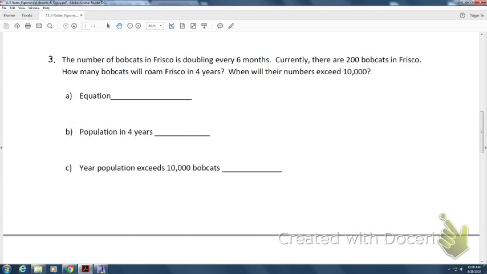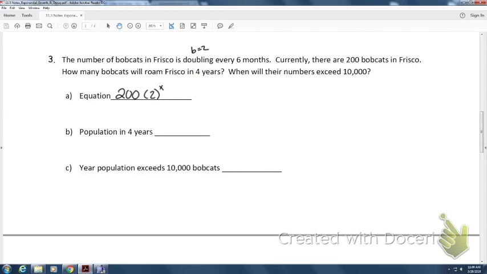Alright, so looking at this, let's go ahead and go through this. What is the initial number of bobcats? 200. It doubles. So my b value is what? 2. Make sure that you know that. If it says tripled, it's 3, quadrupled, it's 4, whatever. So I've got 200 times 2 to the power of x.